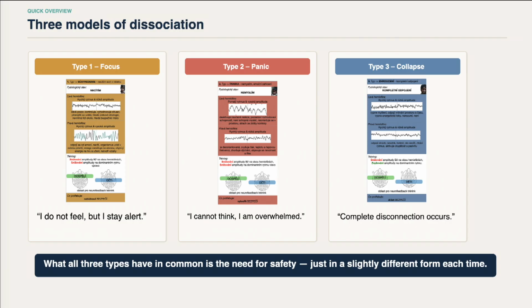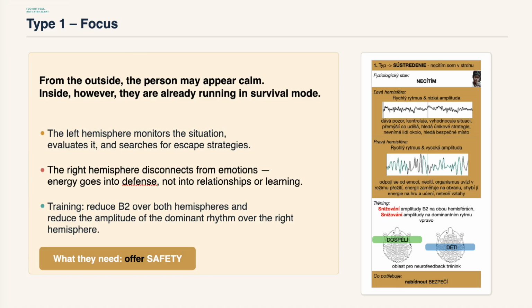The first type is focus. Its underlying message is, I do not feel, I remain on guard. Outwardly, the person may appear calm. Internally, however, the survival system is already active. Over the left hemisphere, we typically observe a fast rhythm with low amplitude. In this state, the left hemisphere remains alert, monitors the environment, evaluates the situation, anticipates, searches for escape strategies, pays less attention to those nearby, and seeks safety.